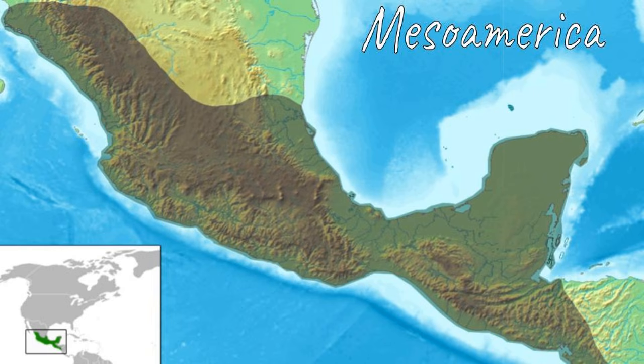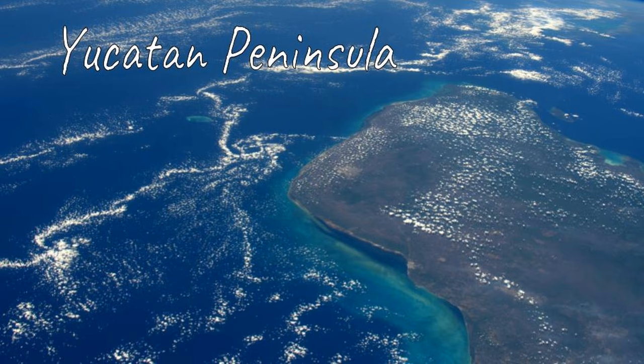Coastal plains wind along the Pacific Ocean, the Caribbean Sea, and the Gulf of Mexico. Here and there, the plains widen into broad lowlands. One such area is the Yucatan Peninsula, which stretches into and divides the Caribbean Sea and the Gulf of Mexico.